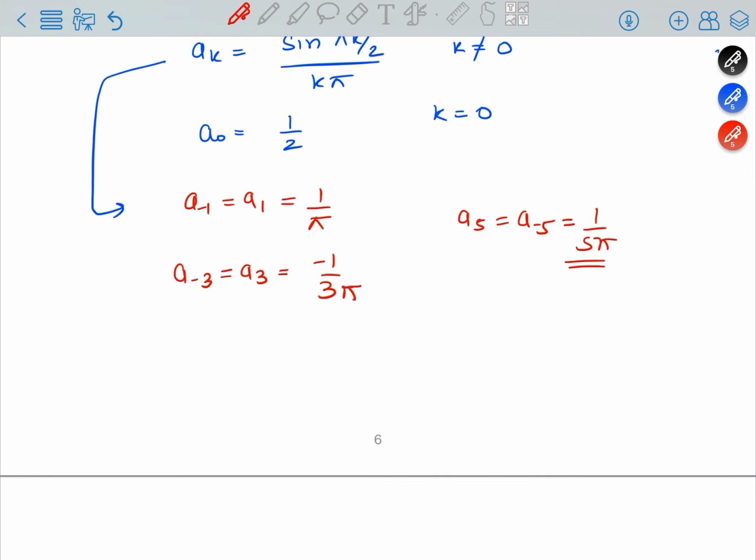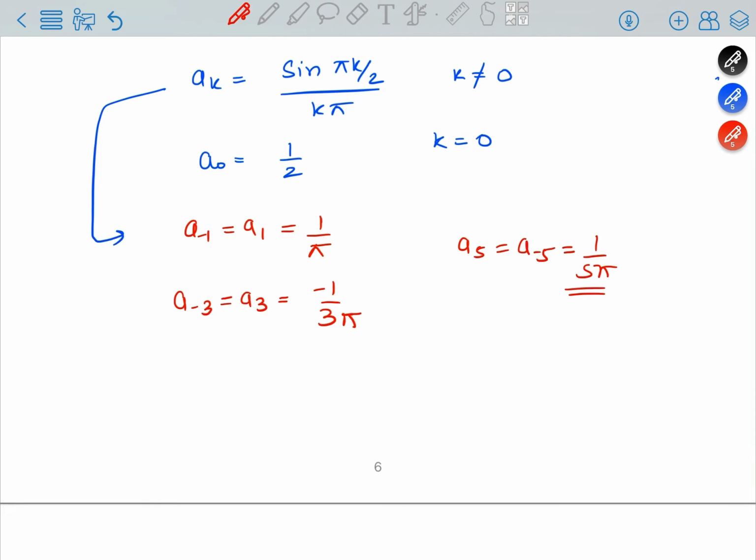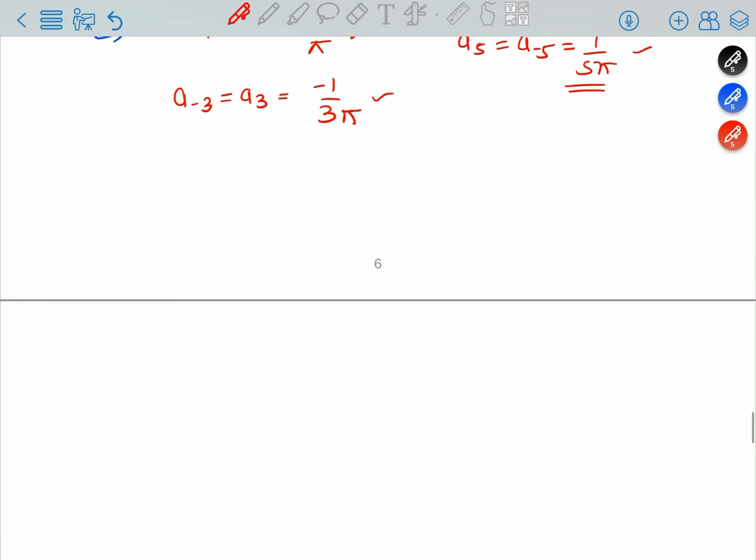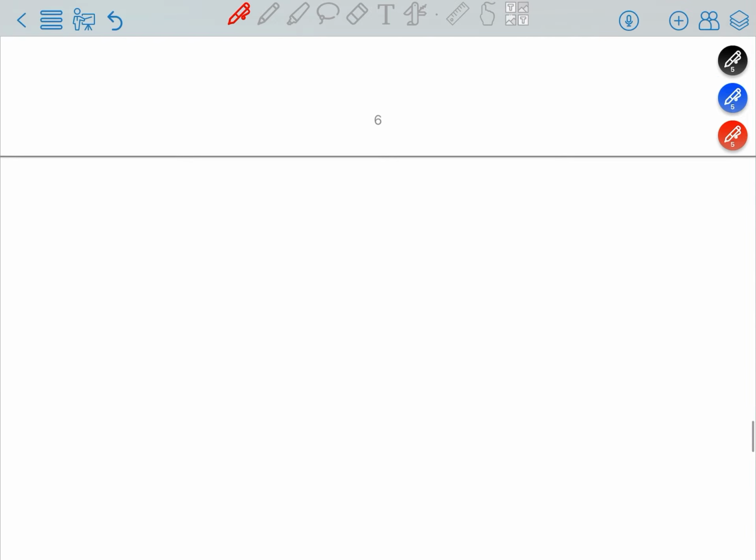So you can see here two or three properties. As the value of k is increasing, the magnitude of the coefficients is decreasing. Also the even terms are 0, just because the sine function will be 0 for even values of k. And the third property is that there will be an alternating change in the sign. It is positive, then negative, then positive, then negative, like that. So let's plot to see how the Fourier series coefficients are distributed along the axis.